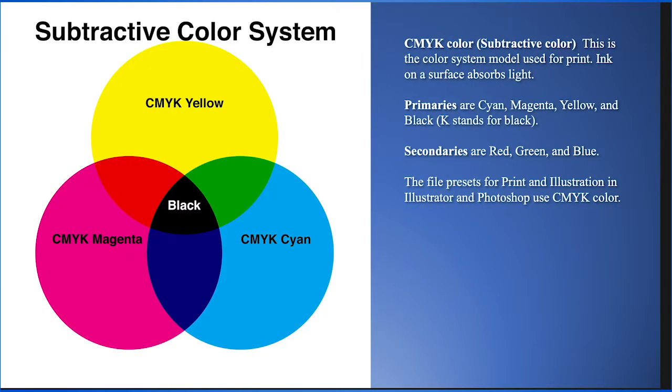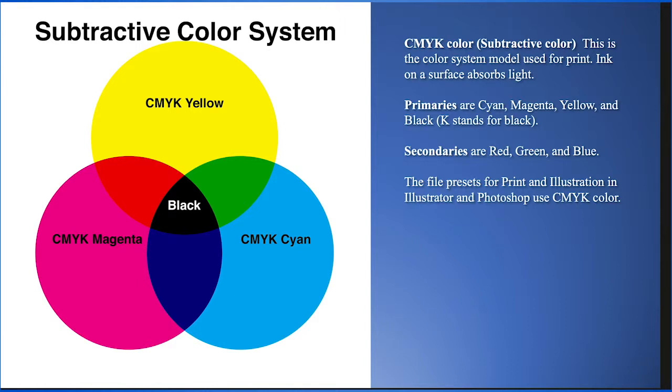Subtractive color system, which is also called CMYK color. This is the color system model used for print. Ink on a surface will absorb the light. The primaries are cyan, magenta, yellow, and black. The K stands for the black. The secondaries are red, green, and blue. The file presets for print and illustration in Illustrator and Photoshop use CMYK color.